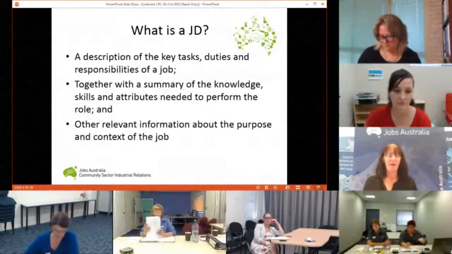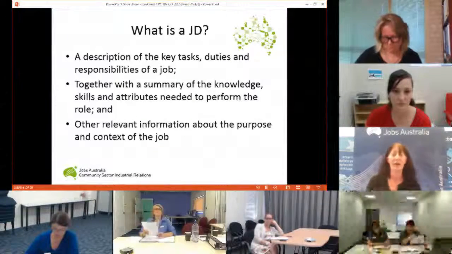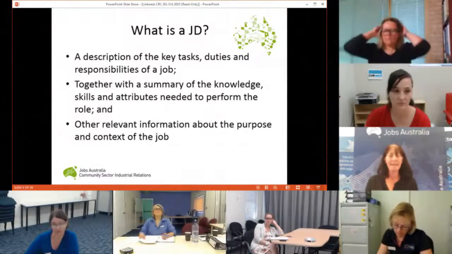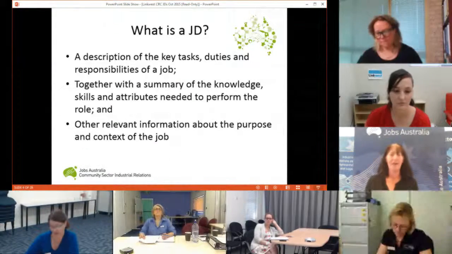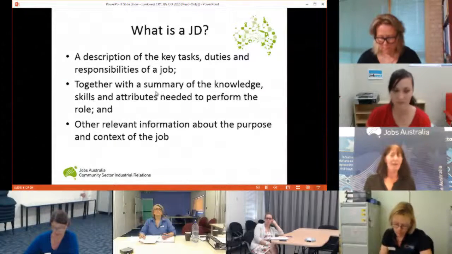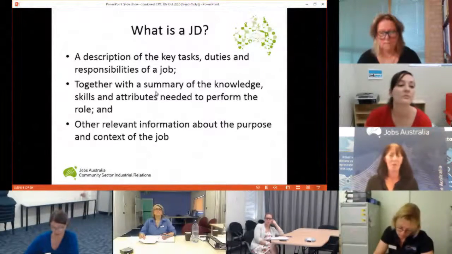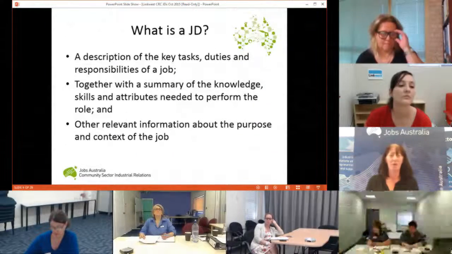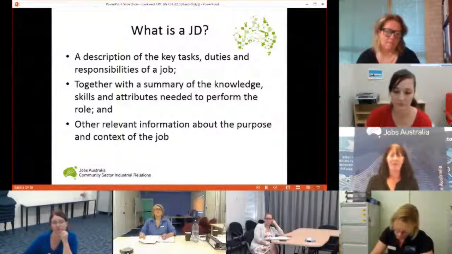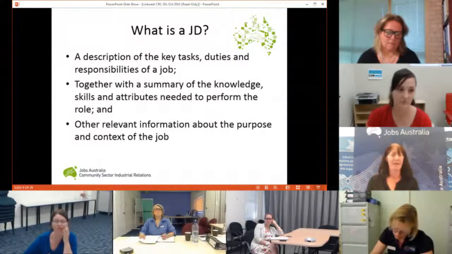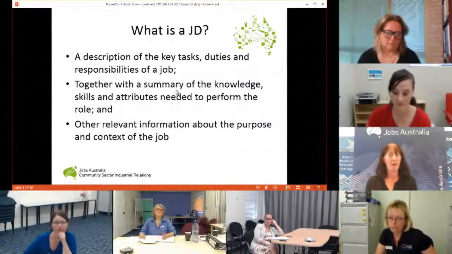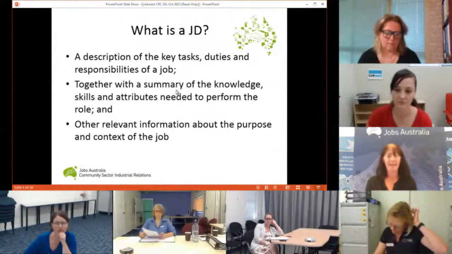It should also be a summary of the skills, the knowledge and the attributes that are required to complete that position, always keeping in mind it's about the position, not about the person. So in objectively looking at the role, what is it that we want in that role? What skills, what knowledge, what attributes do we want that person to have? It should also contain any other relevant information that the organisation might need, such as that you maintain external working relationships with other organisations.